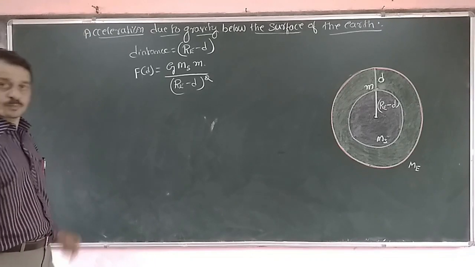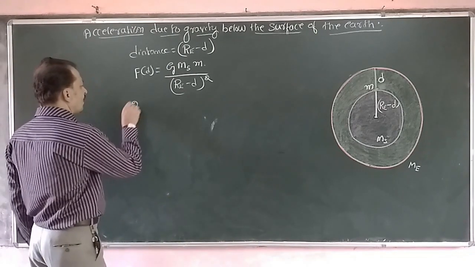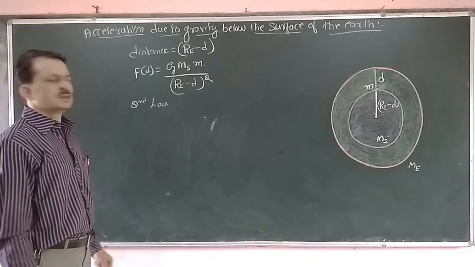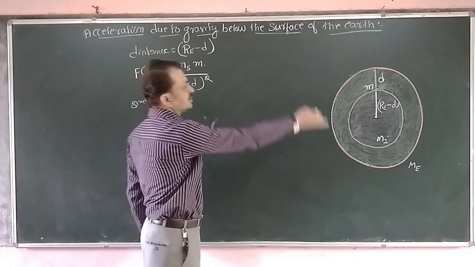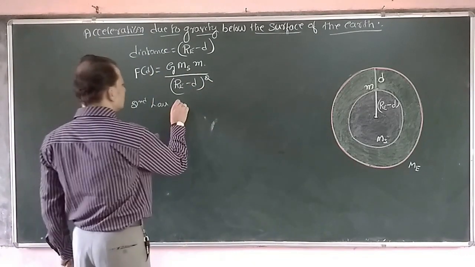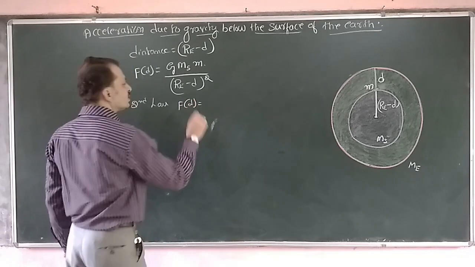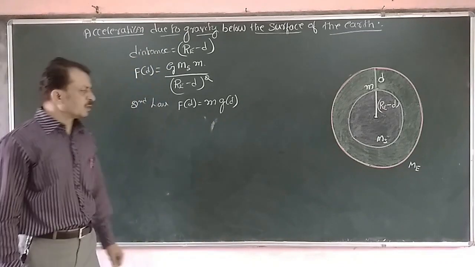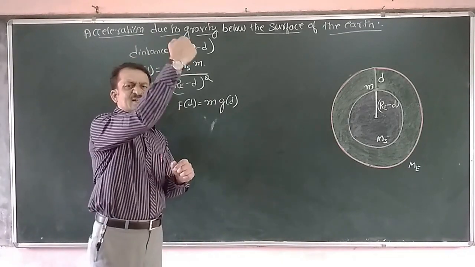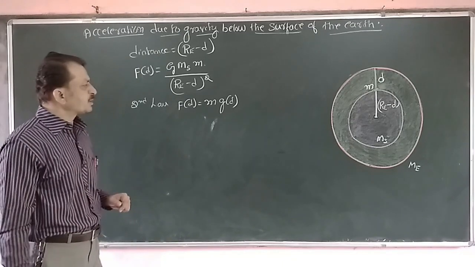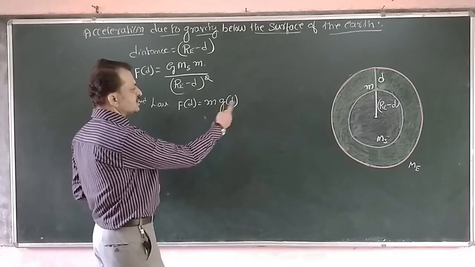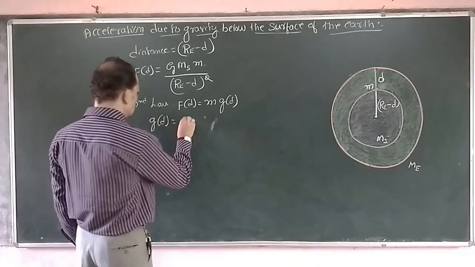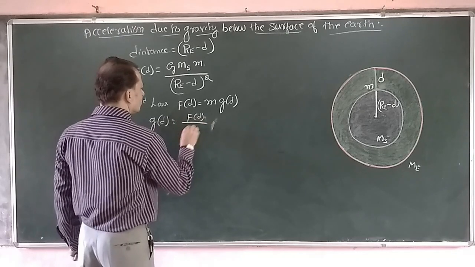This is gravitational force. Then according to Newton's second law, that point mass is having an acceleration, so force F of d is equal to m into g of d, because this acceleration due to gravity is changing with respect to the distance. That's why we write it as g of d. Therefore, the acceleration due to gravity, g of d is equal to F of d divided by m.